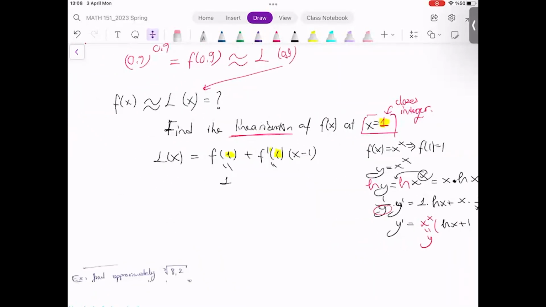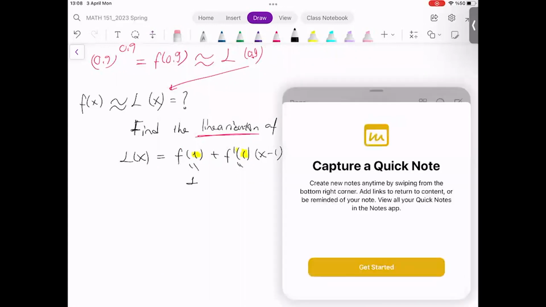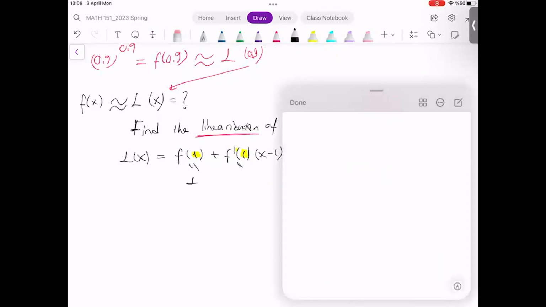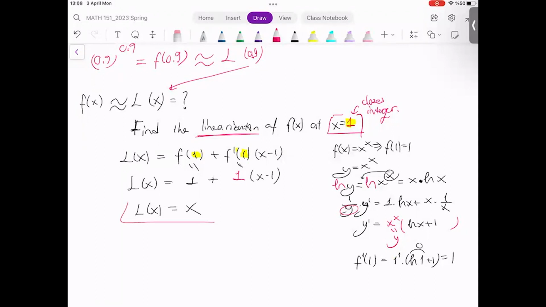So we are ready now to compute the first derivative function at 1. So that's why f prime of 1 is 1 to the power 1, times ln 1 plus 1. ln 1 is 0, so this is computed as 1. That's why the linearization function is in fact like that. So it is what? I think after simplifying the constants, you obtain just x for your linearization function.